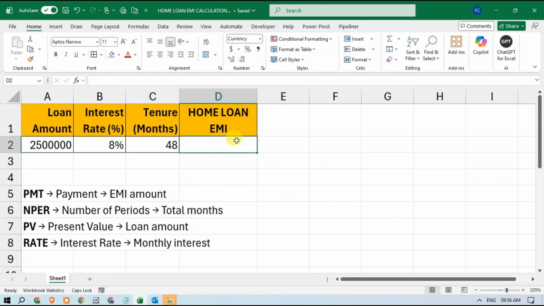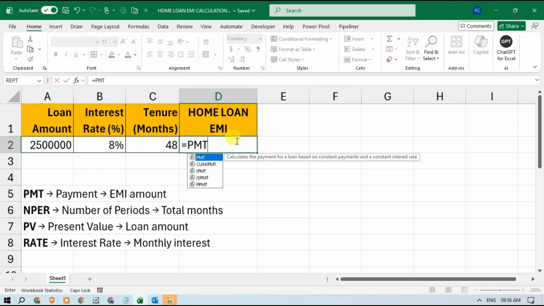Okay, so first select the cell, use equal to, and type here PMT. So here I select the PMT formula. The PMT means EMI amount.